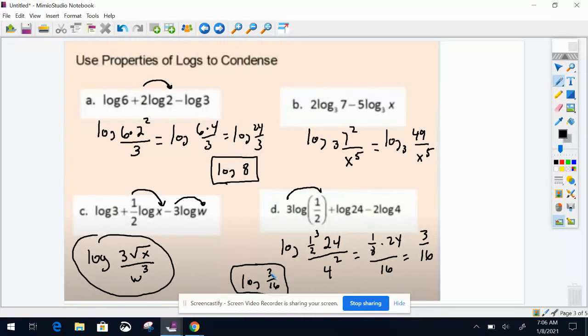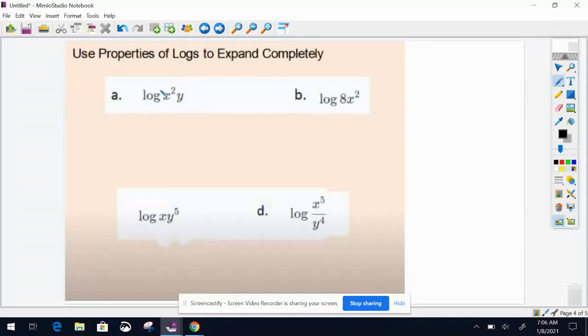So just like in condensing, we're going to now expand these problems. Okay. So we're going to go the other way, where before I couldn't have an exponent. Now, if I have an exponent, I'm going to make that not multiplication out in front. Okay, so to do this problem, I've got log as my base. I'm going to take this 2 and put it out in front. So it's 2 times the log of x.